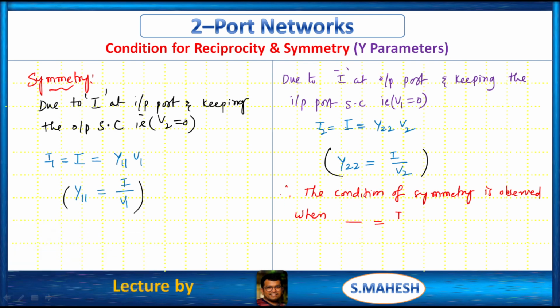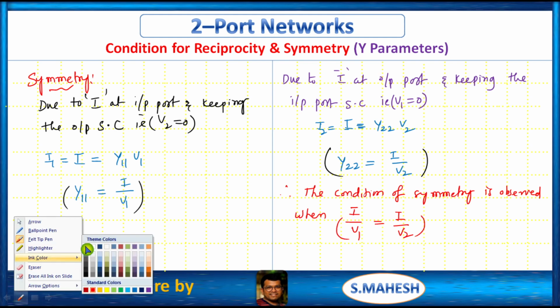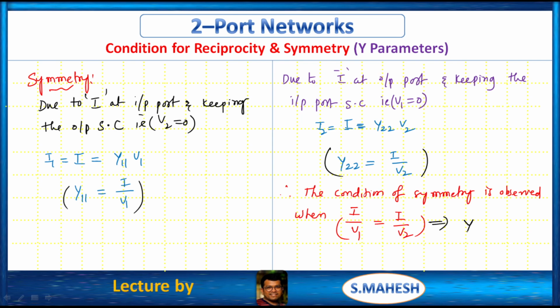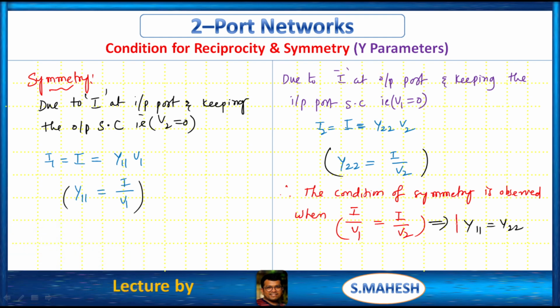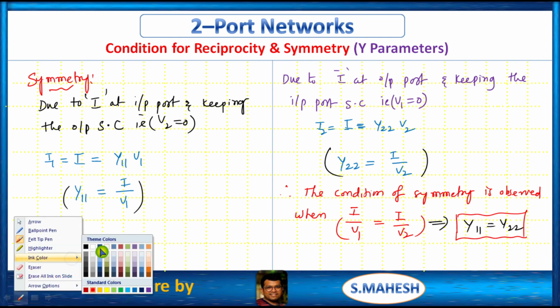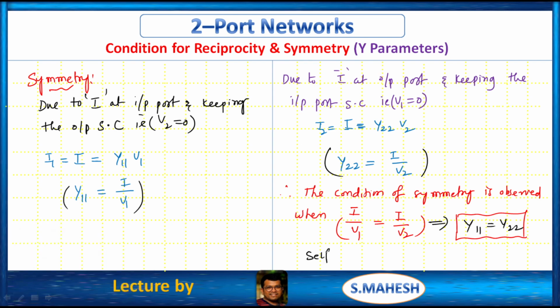Therefore, symmetry of Y parameters can be observed only when the common current through V1 and V2 gives Y11 is equal to Y22. This is the condition of symmetry, that is, self admittances are equal.